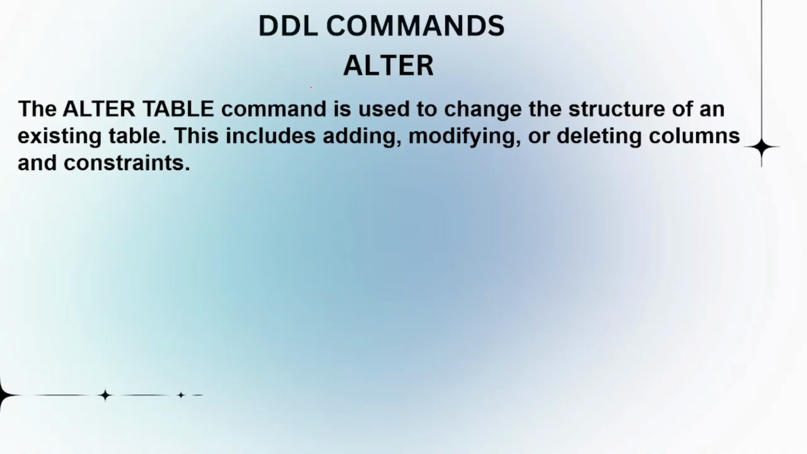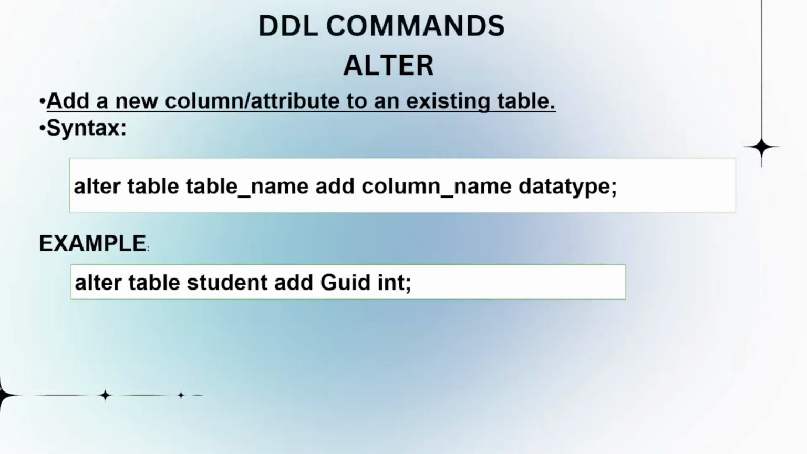And next one is the alter command. What is the meaning of the alter command? It is used to change the structure of an existing table. That includes adding a new column to the table, modifying or deleting a column, and if you want to add a constraint also, you can do it by using the alter command. In alter there are different ways you can use it. One by one I will tell you. You have to remember the syntax and example properly.